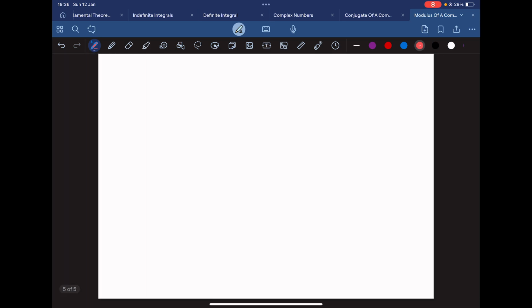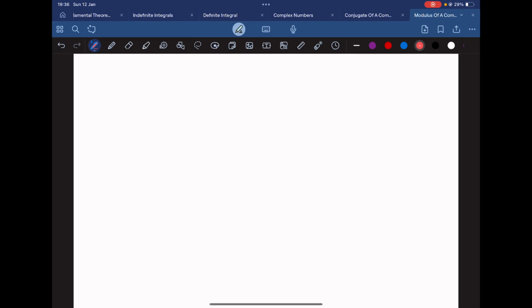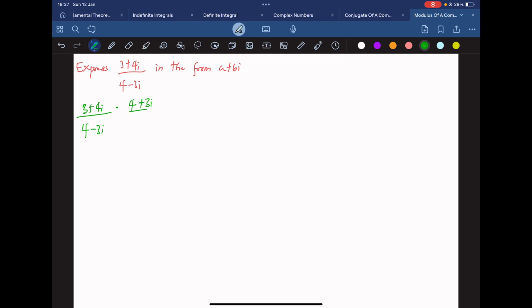Okay, now let's look at a different question. We have to express (3 plus 4i) over (4 minus 3i) in the form a plus bi. Now, given this question, to simplify, remember this is division. Then as I said, whenever you have division, all that you have to do is to find the conjugate of the denominator. So now the conjugate of the denominator is 4 plus 3i.